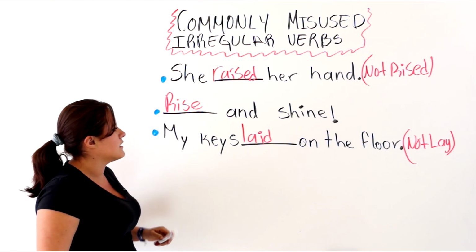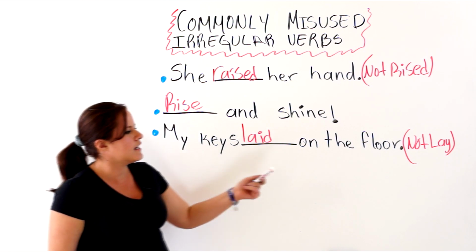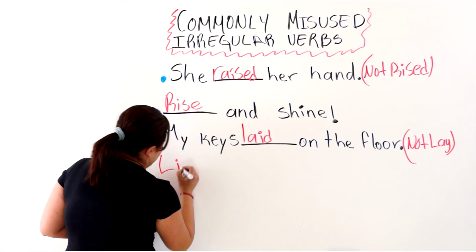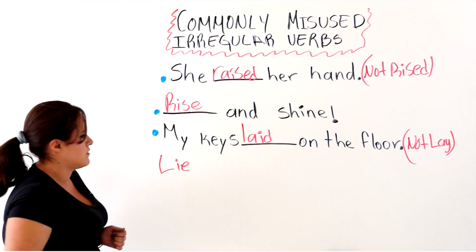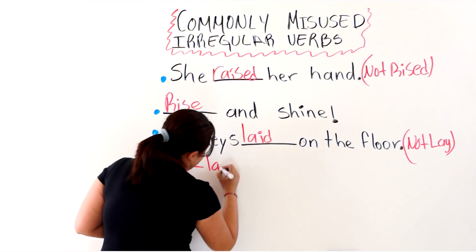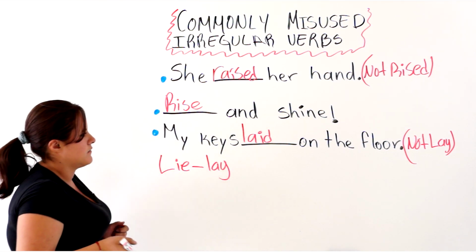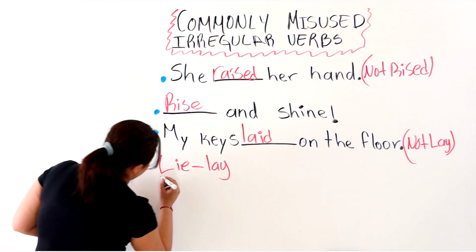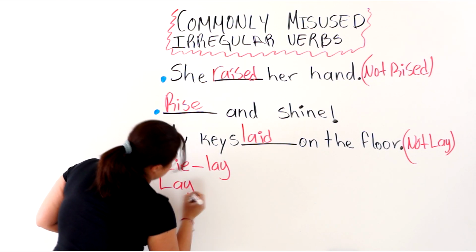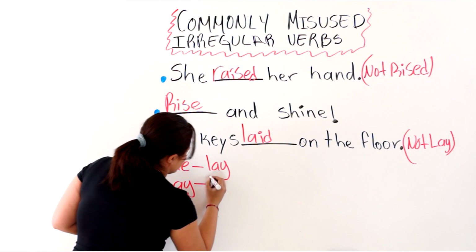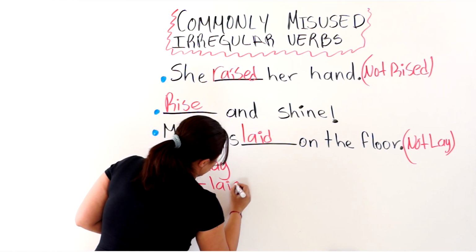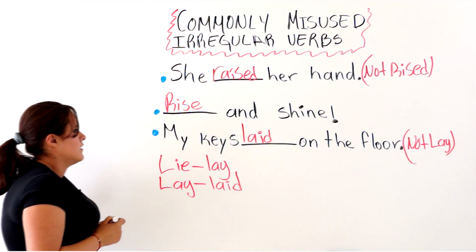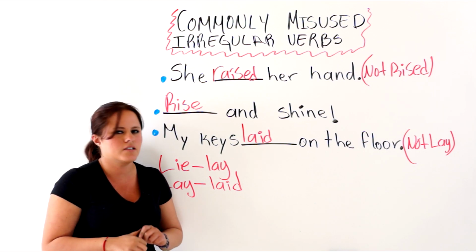The next one says, my keys laid on the floor, not lay. Remember that the past of lie, which means to rest, is lay. And that is why this is kind of confusing, but we are not talking about resting. We are talking about laying something, right? Placing something. So the past is laid. All right? My keys laid on the floor and I could not find them.